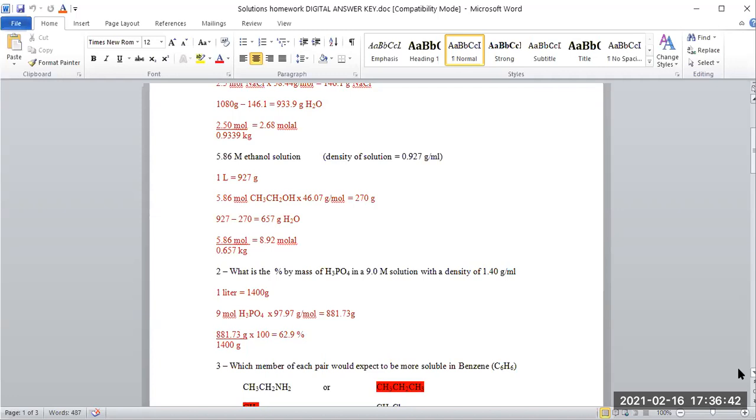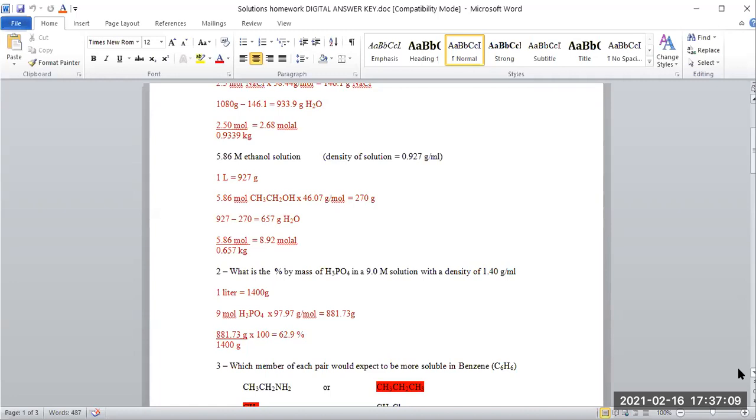Do your subtraction, 927 minus the 270 to give you how much water is present, 657. Move your decimal place so that it's 0.657 kilograms. Finish out your last division. And like the one above, it does end up with a larger numerical value than your molarity, so 8.92.